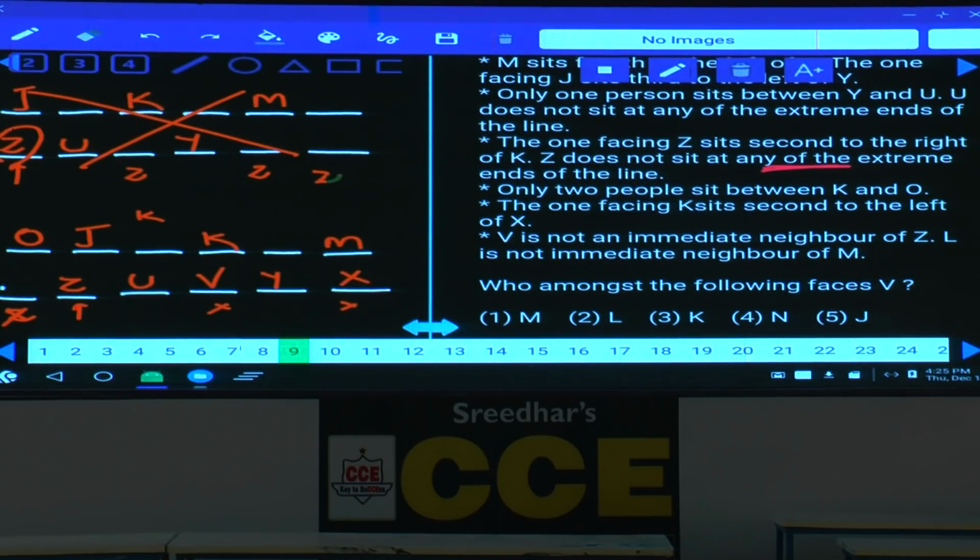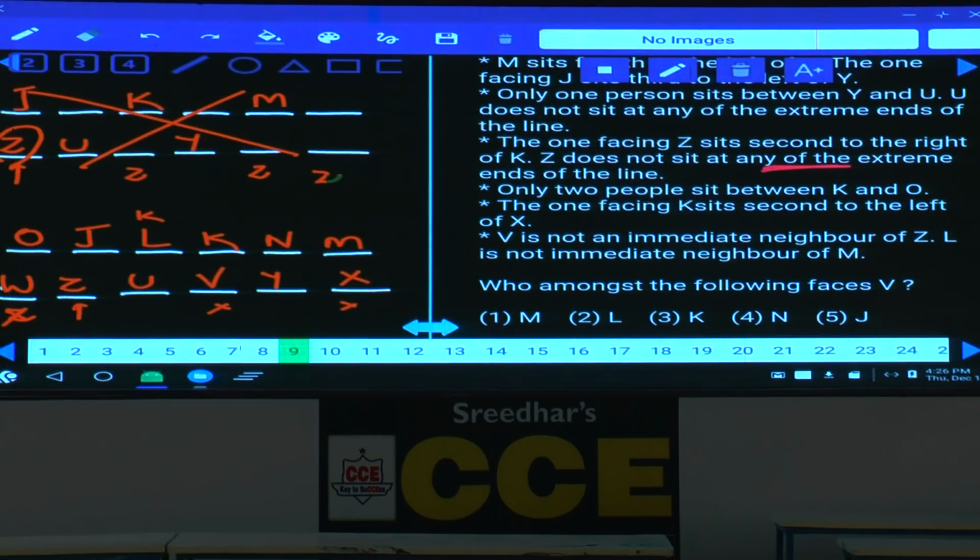And L is not an immediate neighbor of M. As L is not an immediate neighbor of M, L is here. If L is here, then who is the person left over here? N is here. If N is here, then the other person left over is W. Now this is how these 12 persons are seated in 2 different rows, 6 people in each. In the first row, J, K, L, M, N, O are seated, and in the second row, U, V, W, X, Y, and Z.